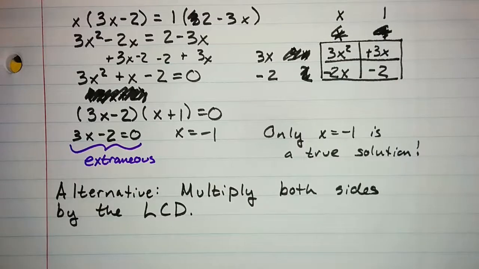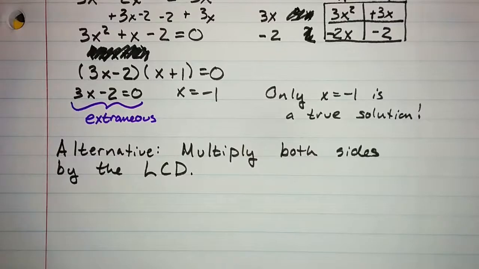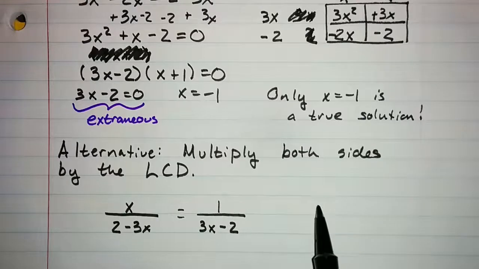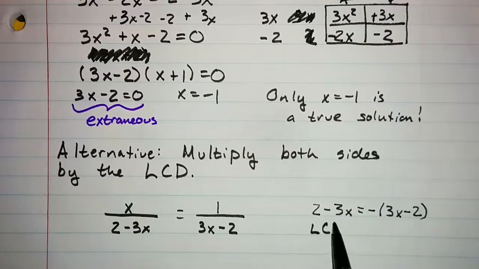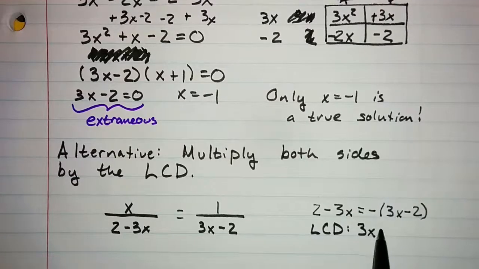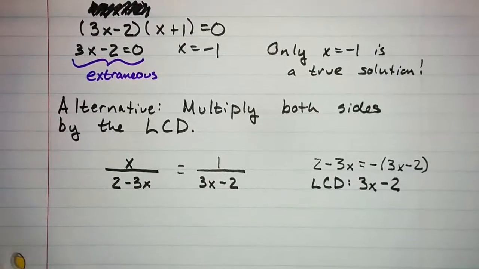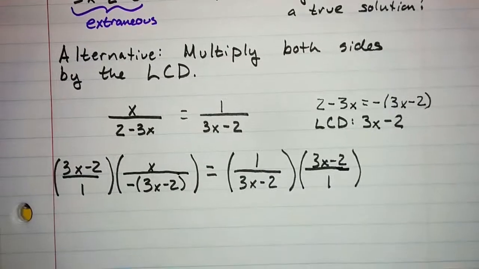This still risks introducing extraneous solutions, but it's less likely. Let's see how that works in this case before we break down the process. Looking at these two expressions, I notice that 2 minus 3x is the opposite of 3x minus 2. And so, my LCD is just 3x minus 2. I'll multiply both sides of my equation by 3x minus 2. Since there's no addition, this is pretty straightforward.